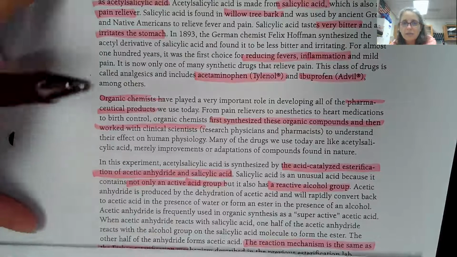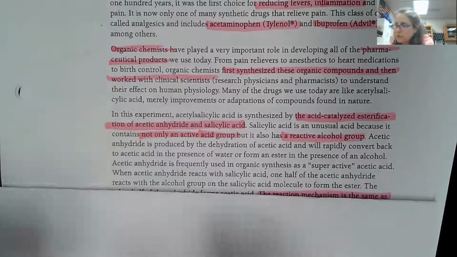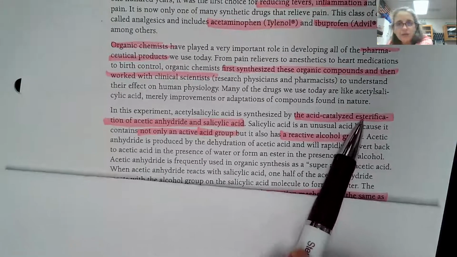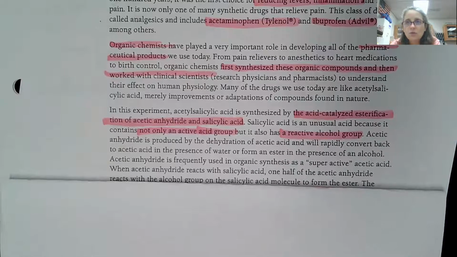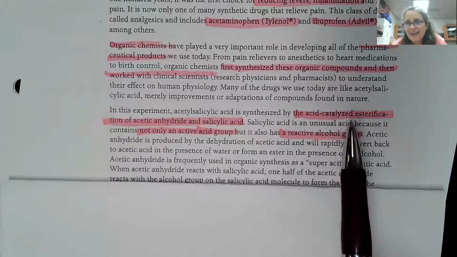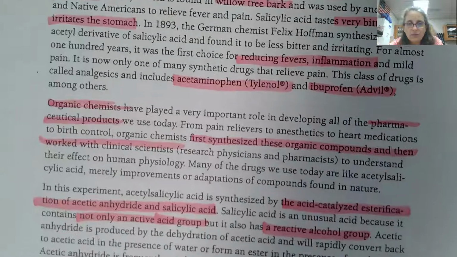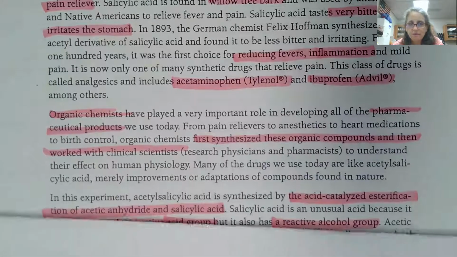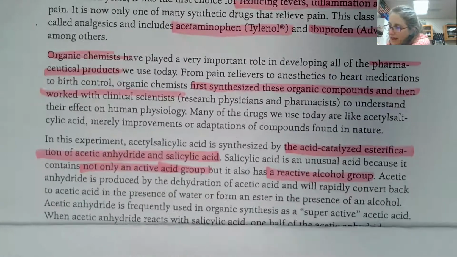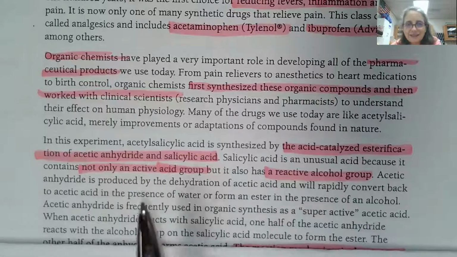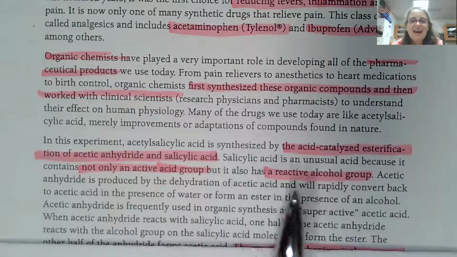So in this particular experiment, we're going to do what we call an esterification reaction. Again, in this class, we don't do much with the actual organic chemical reactions, but this is an acid catalyzed reaction. So that means I'm going to be putting an acid into it in order to get the reaction to go a little bit faster. So it's going to be a reaction between acetic anhydride and salicylic acid.